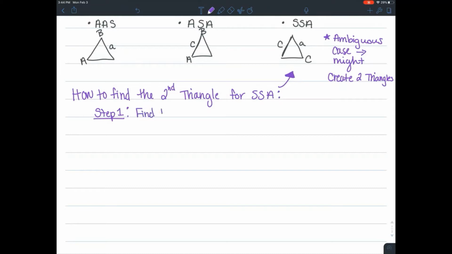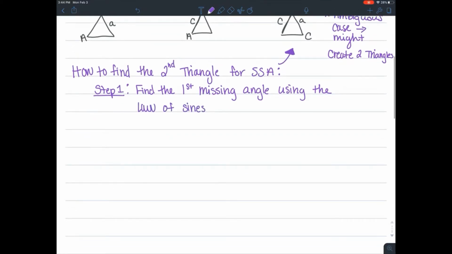Find the first missing angle using the law of sines. That's step one. Step two.